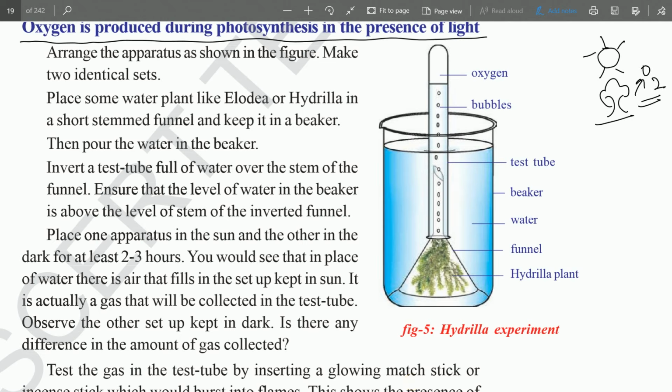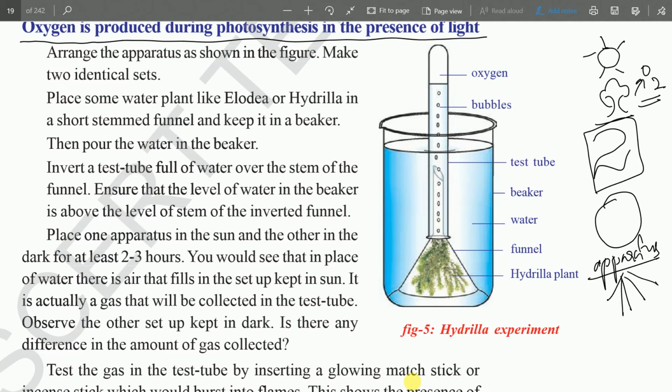So for this, we need to prepare two apparatus. Apparatus means any glass materials or individual equipment, if we arrange them into one whole setup, it is called an apparatus. So apparatus consists of individual components. As you can see here, as in the hydrilla experiment, we are collecting some important requirements. First one, we need to take a beaker filled with water.